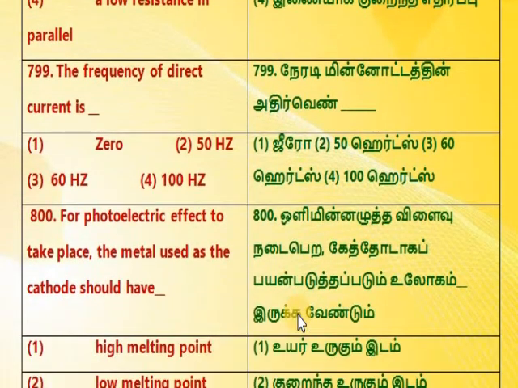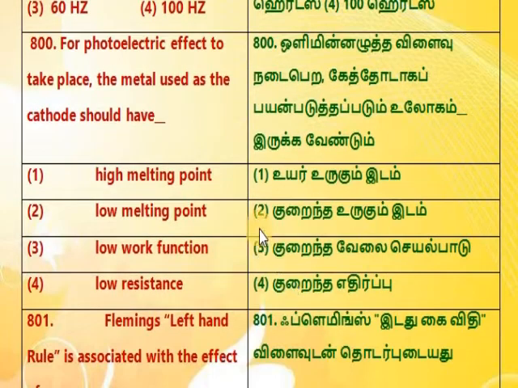799. The frequency of direct current is __. 1. 0, 2. 50 Hz, 3. 60 Hz, 4. 100 Hz. 800. For photoelectric effect to take place, the metal used as the cathode should have __. 1. High melting point, 2. Low melting point, 3. Low work function, 4. Low resistance.